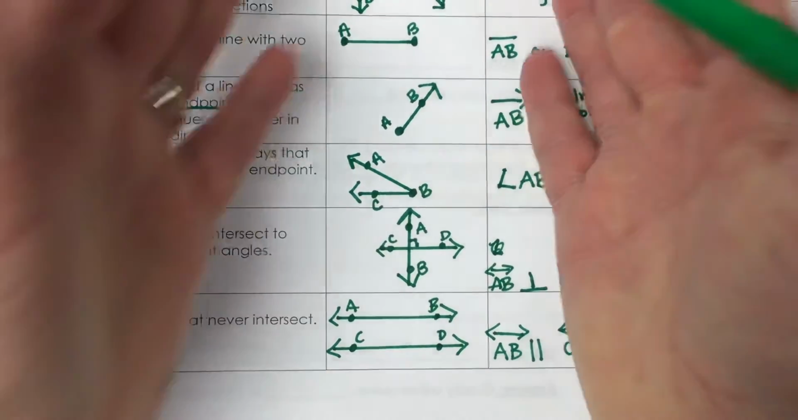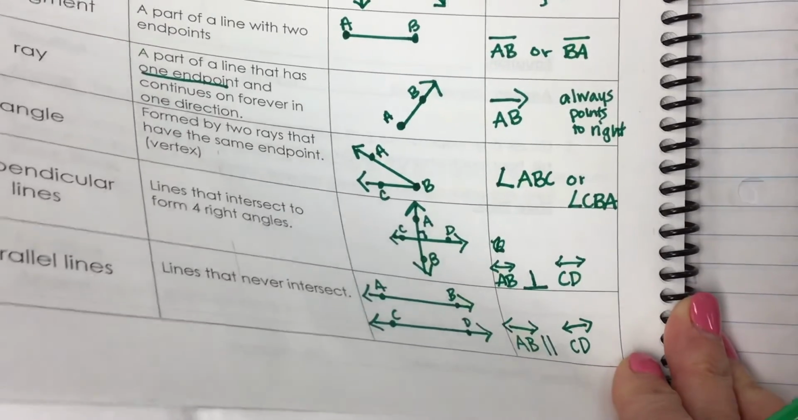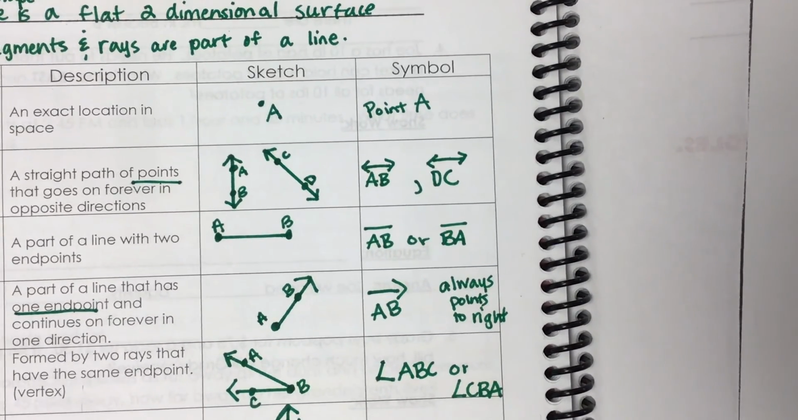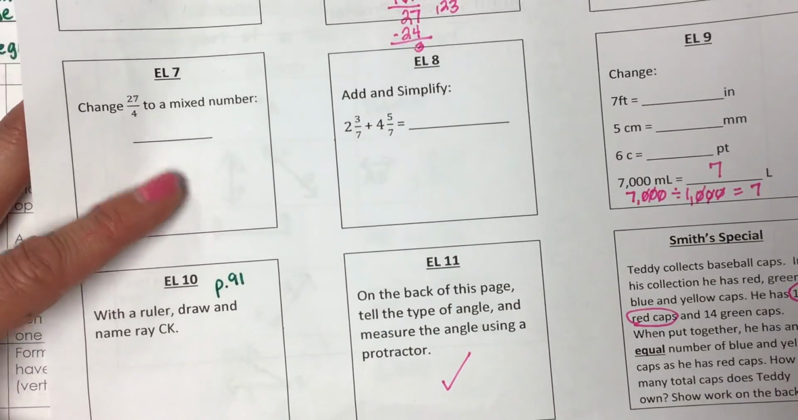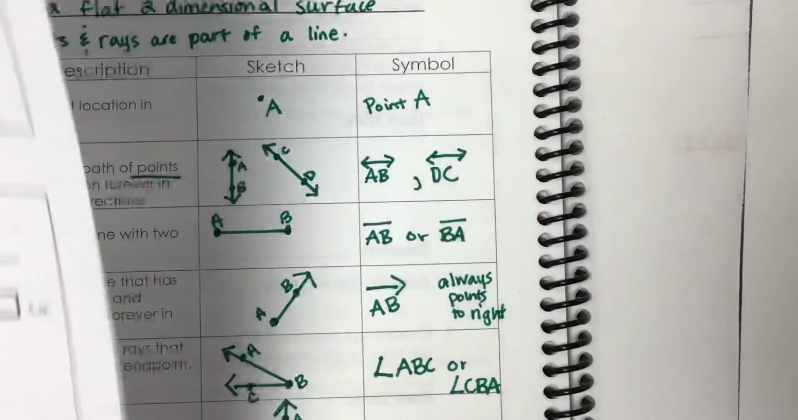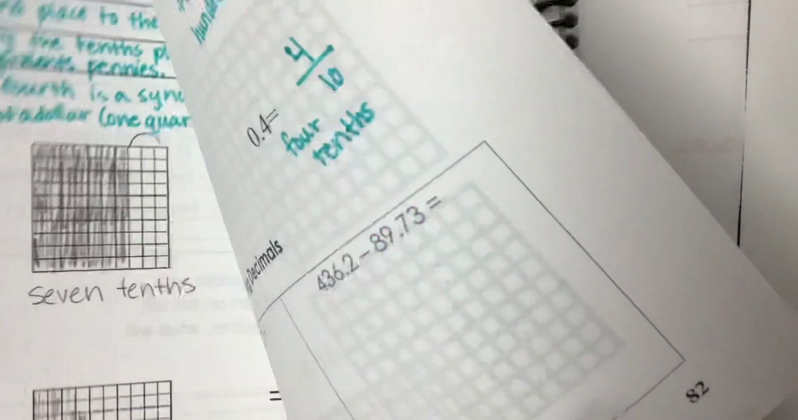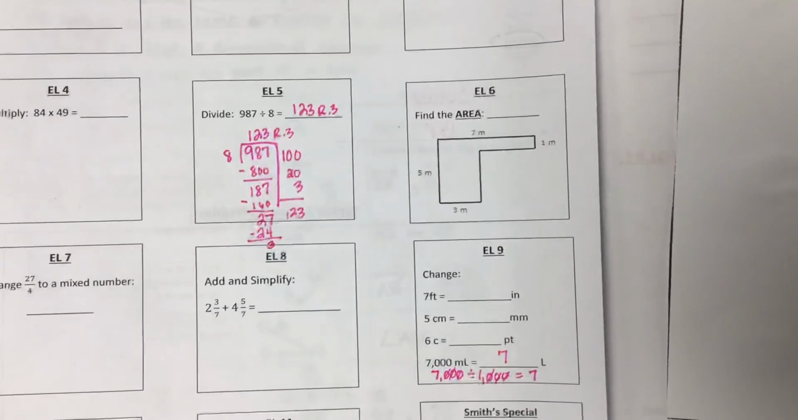Okay, so these are the terms that we need to know. We're going to go through this pretty quickly. We've been practicing this on our spiral review. When you do your spiral review this evening, when you're back to EL10 here, you might want to look on page 91 in your journal. You can go through your journal to get help on all of these.